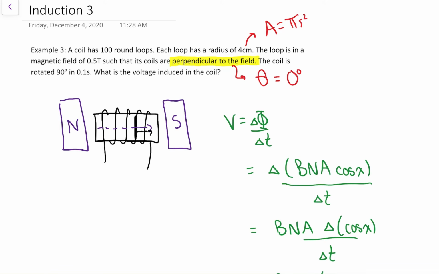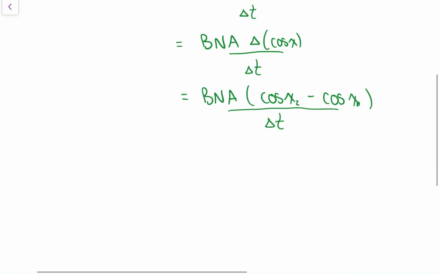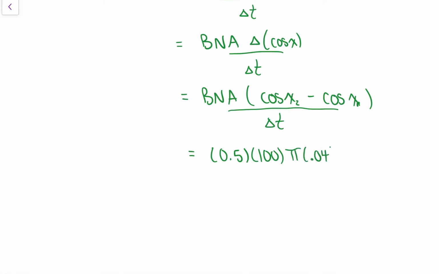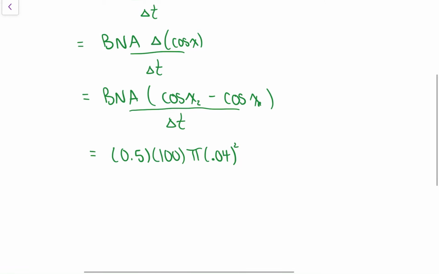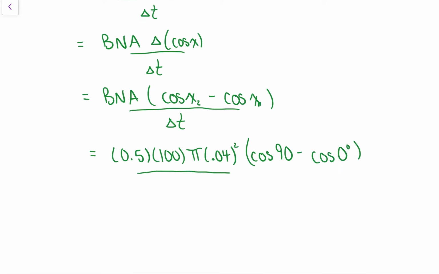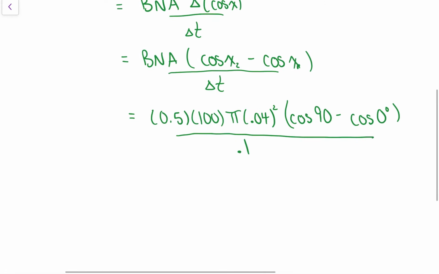Again, it's kind of vague, so we might disagree on the sign, and that's okay. When I plug in numbers the way I'm seeing it, the B was 0.5. The n was 100 loops. The area is pi r squared. The r was 0.04. When we put it in meters, we have to square that. The way I've set it up, the first angle was the 0 degrees, and it rotated 90 from there. So the second angle is 90, minus the cosine of the first angle. And all of that happened in a time of 0.1 seconds.